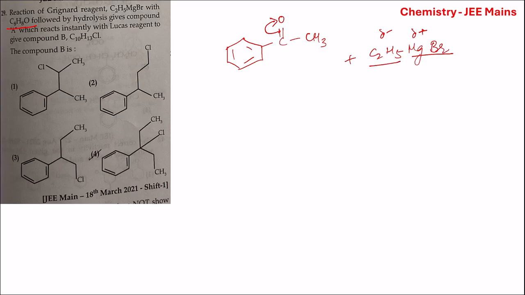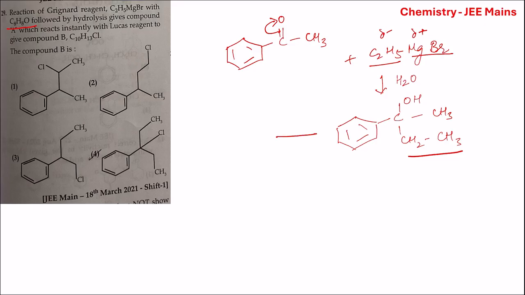And treatment with Grignard reagent followed by hydrolysis will give the product. OMgBr will change into OH due to hydrolysis. Here CH3 and here CH2CH3. This is the ethyl group which is coming from the Grignard reagent and it is attacking the carbonyl carbon, forming a bond with the carbonyl carbon.